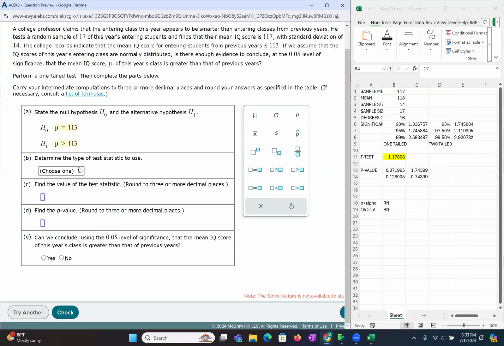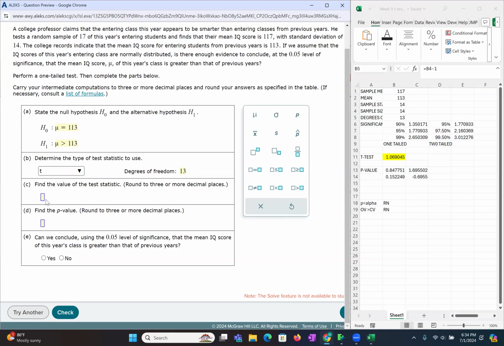Again, t-test, degrees of freedom. 13. Sample size is 14. So the degrees of freedom would be 13. N minus 1, remember that.